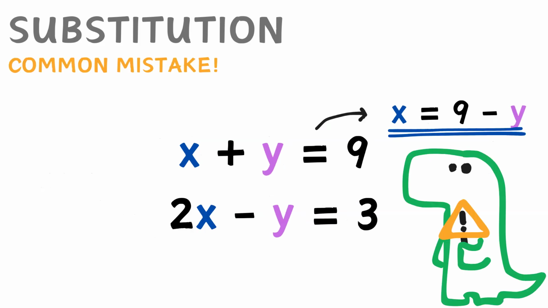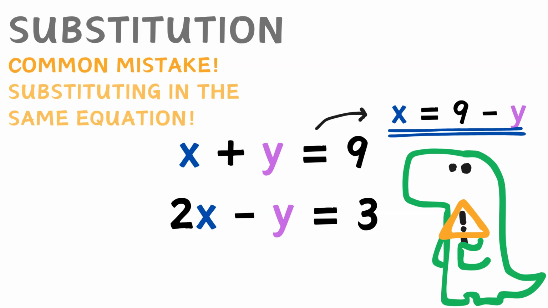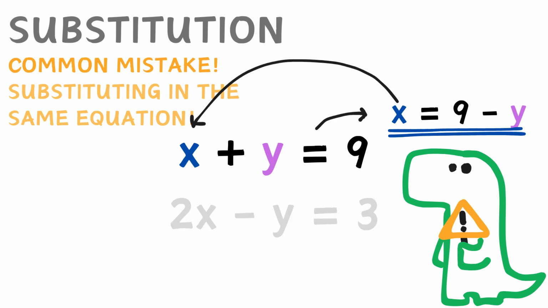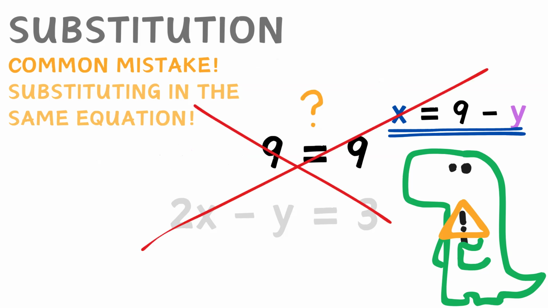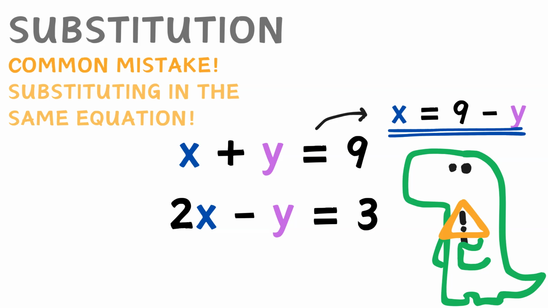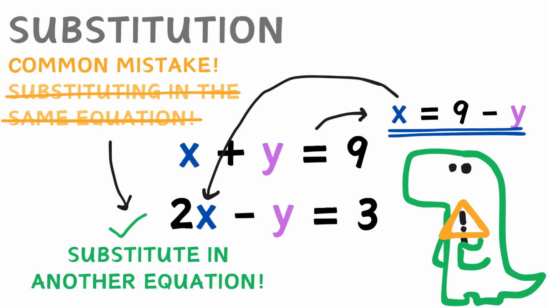Now, a common mistake some people make when solving using substitution is they substitute back into the equation that they just used. In our example, we used the equation x plus y equals 9, and we found that x equals 9 minus y. Here, we can't put it back into the same equation. That would give us 9 equals 9, and that doesn't help us solve for x and y. So, to substitute properly, we must substitute in a new equation.